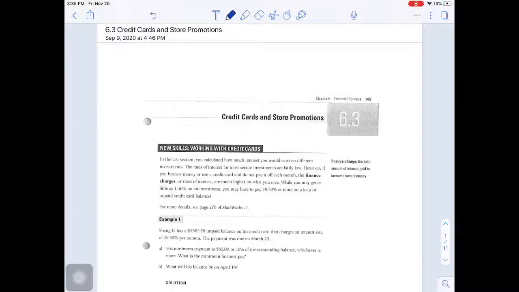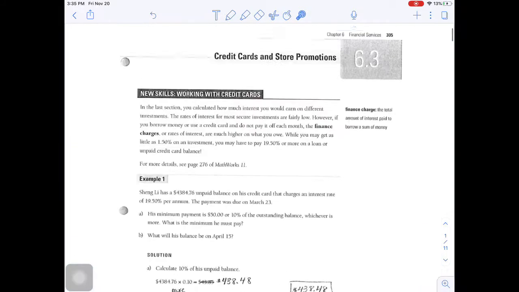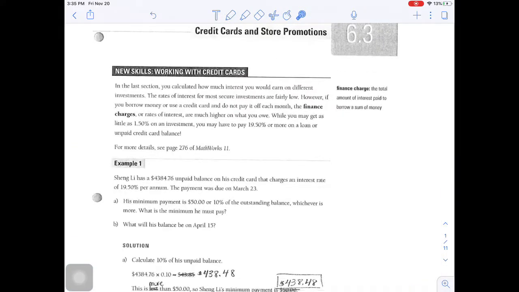Okay, Math 20-3. So we are now going to learn a little bit about credit cards and how much fun they can be. AKA, they usually take more money than you think. So we're going to learn how to protect ourselves and make sure we're paying things off and not losing a ton of money just because we have a lot of interest owed. So a finance charge is the total amount of interest paid to borrow a sum of money. So that's just something you want to start off and understand with.